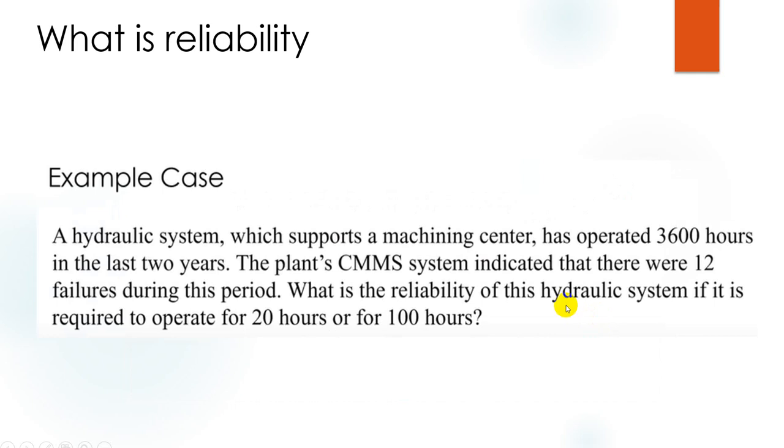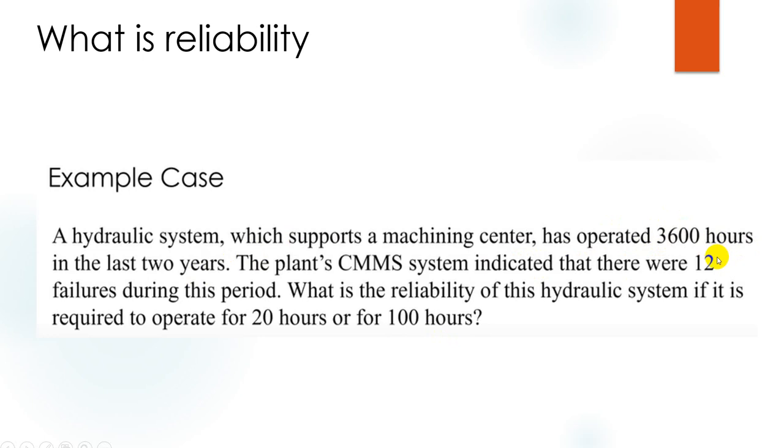Let's take this example. A hydraulic system which supports a machining center has operated 3,600 hours in the last 2 years. The planned CMMS system indicates that there were 12 failures during this period. What is the reliability of this hydraulic system if it is required to operate for 20 hours or 400 hours?